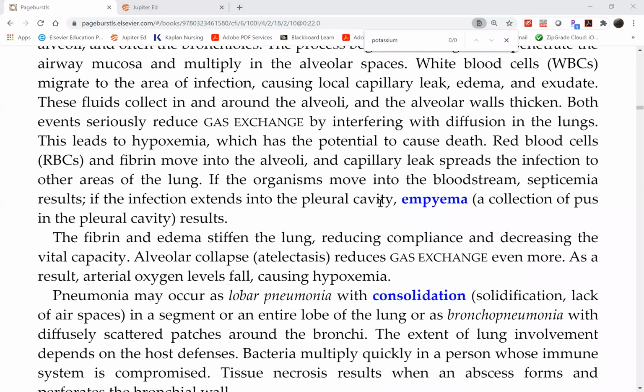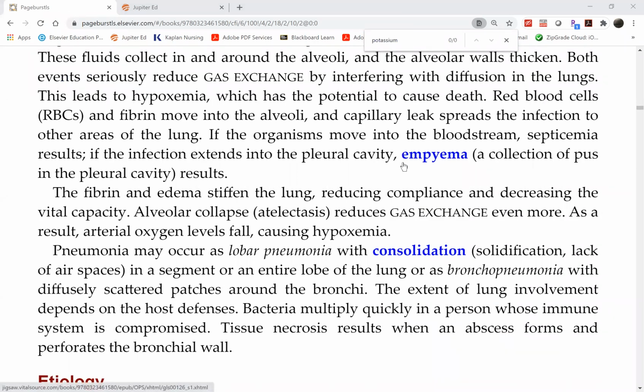Sometimes, depending on the nature or the type of organism, you can have pus accumulation as well. In that instance, you can have pneumonia with empyema. Empyema is pretty much an abscess or a collection of pus inside the lung.